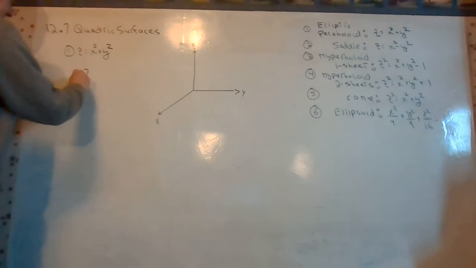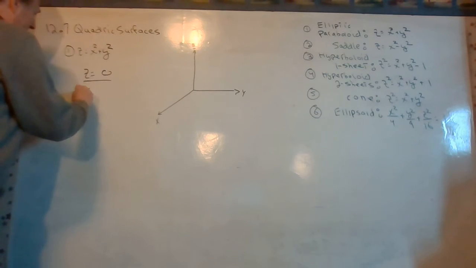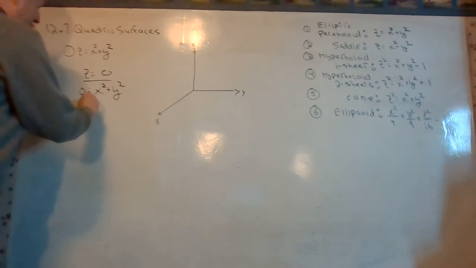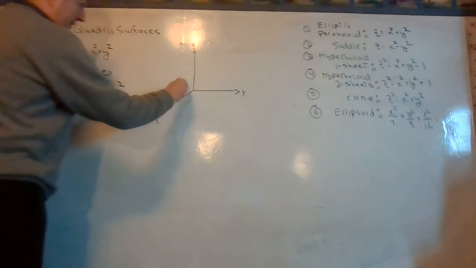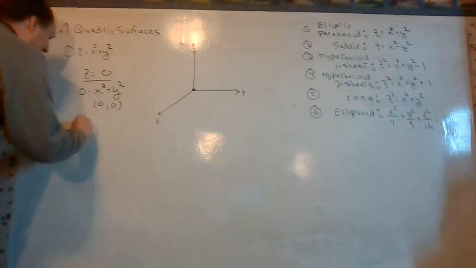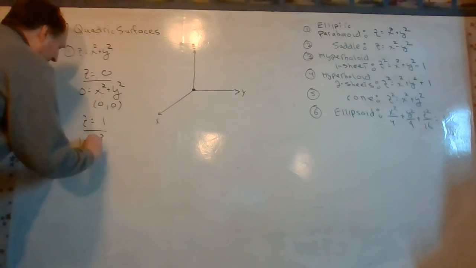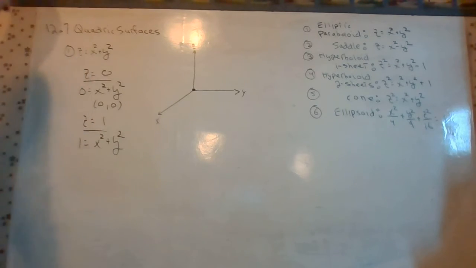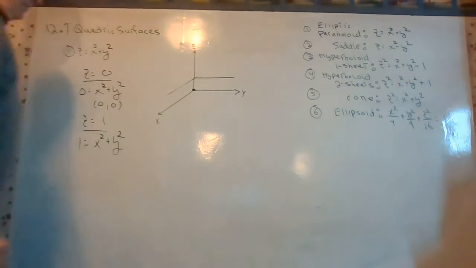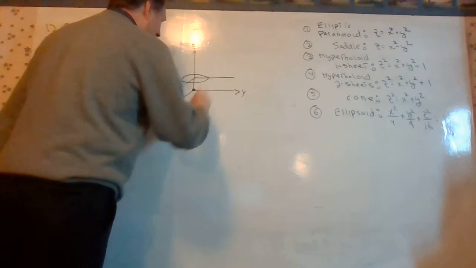If you start off at that, we end up with 0 equals x squared plus y squared. The only solution is 0, 0. That's a point right here. And then if we move up to z equals 1, we have 1 equals x squared plus y squared. That's a circle of radius 1. You can make a new reference frame here, 1 unit above. We have a circle.